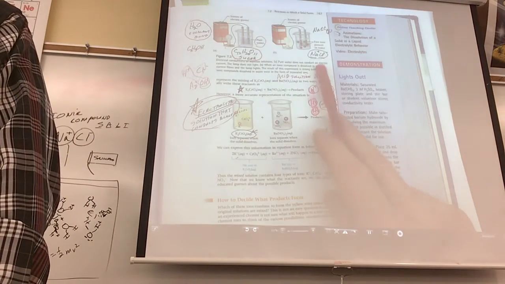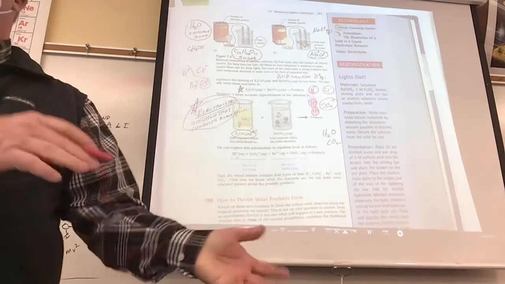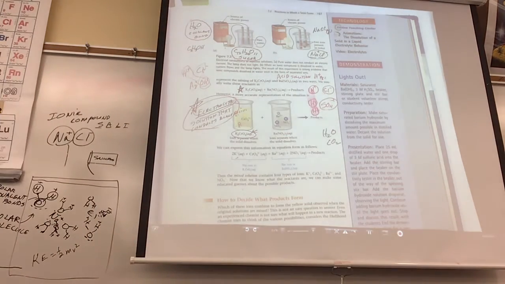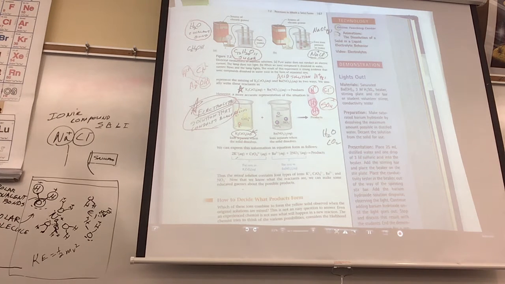Let's do another one. What if I put some table salt in distilled water? Distilled water does not conduct electricity, but what happens when I put salt in water and it dissolves? It also does what to the ions? Breaks them apart. Now you got ions coming out. Will that carry the charge from one electrode to another? So what do you think about salt water? Electrolyte or not? It is.